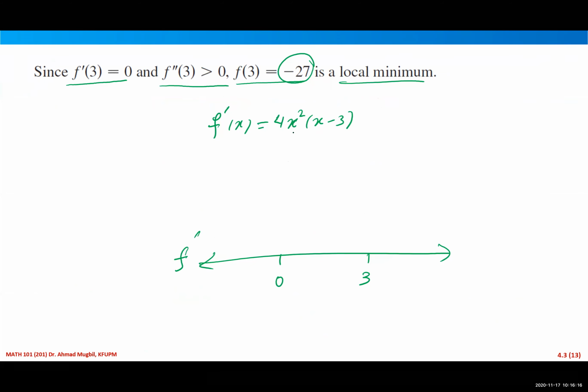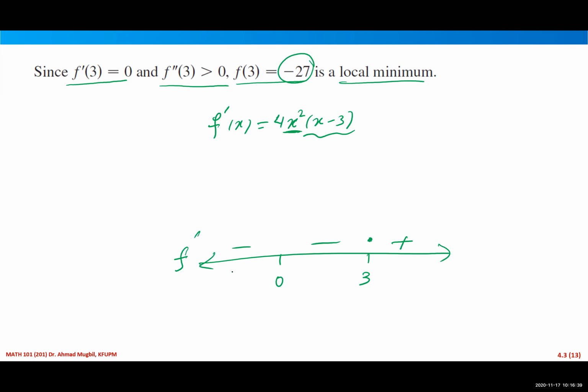The zeros are 0 and 3. For this one, x squared, it is always positive, so don't worry about it. Focus on x minus 3. What is the zero of x minus 3? It is 3. So it will be positive after that, negative before that.